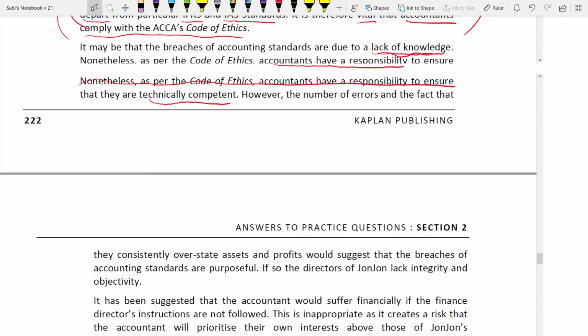We'll go there. However, they have made a number of errors, and the fact that they are consistently overstating assets and profit, isn't it? In all the three situations they are overstating assets and profit. So they are very consistent in that. So what does this suggest? This suggests that the breaches of accounting standards are purposeful. Purposely they are doing it. Because error or lack of knowledge happens only once. Very rarely it happens that you don't have knowledge about some area, or maybe a new standard came up, I didn't know about it, that's why I made a mistake. But this is not like that. In all the three situations they are overstating profit and asset. So it looks like that is very purposeful.